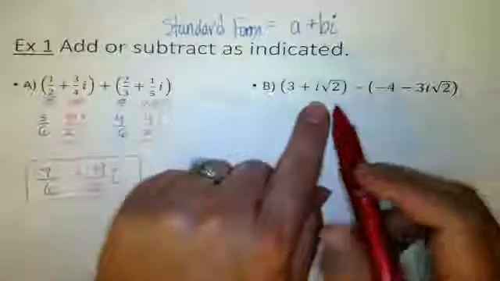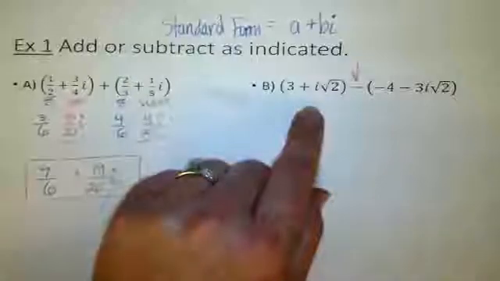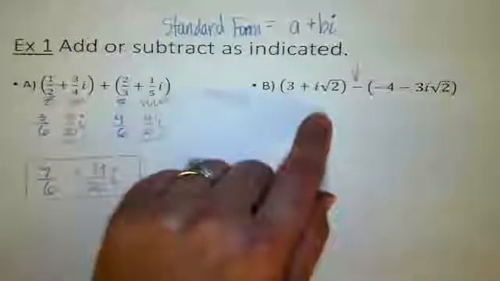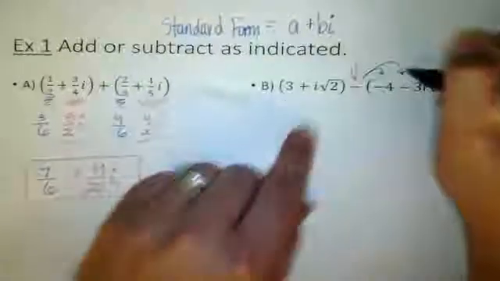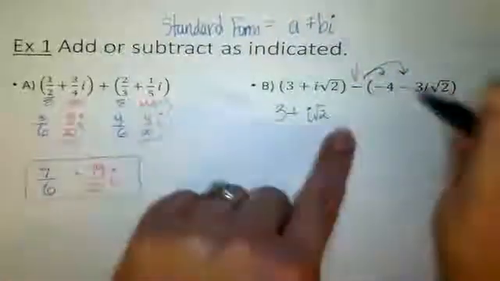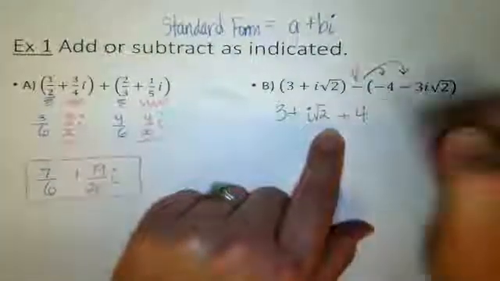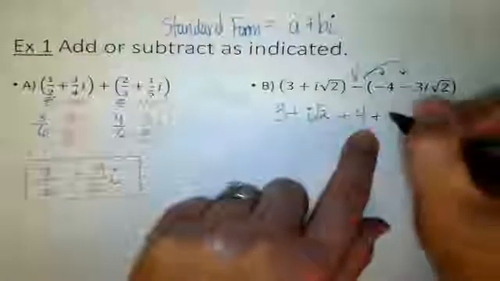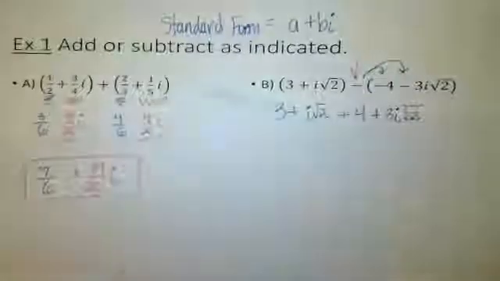So here we are subtracting, big subtraction sign. We are subtracting some complex numbers. So in this case, these parentheses are actually going to be helpful for us. What do we need to do with this subtraction sign? Yeah, distribute it. Very good. So we have 3 plus, we say i radical 2. Minus a -4 becomes plus 4. And then minus a -3i radical 2 becomes plus 3i radical 2.